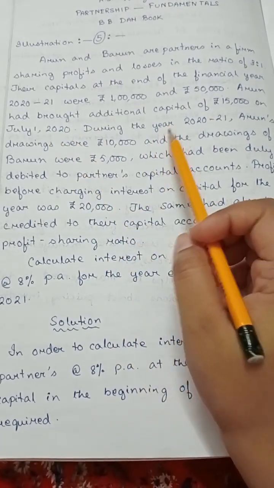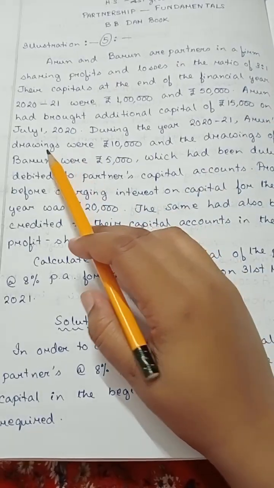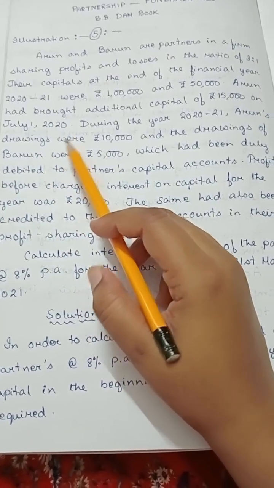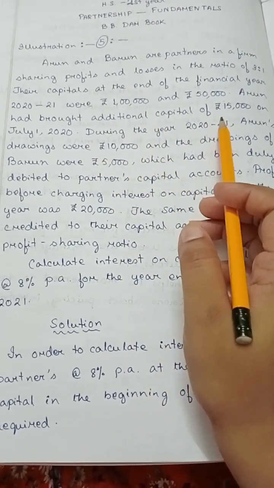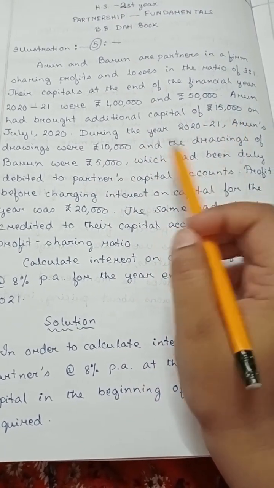Arun had brought additional capital of rupees 15,000 on July 1, 2020. So in the middle of the year, only Arun has introduced additional capital of rupees 15,000.